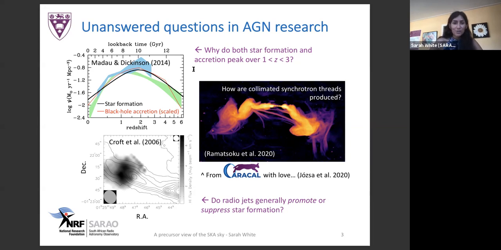And of course, with new observations, we get new questions. And here's a stunning image from MeerKAT, in which we've discovered these beautiful collimated synchrotron threads. Now, how exactly did these form? And if it was an issue of limited sensitivity and limited dynamic range that prevented us from seeing these threads before, then just how common are they across the radio galaxy population?